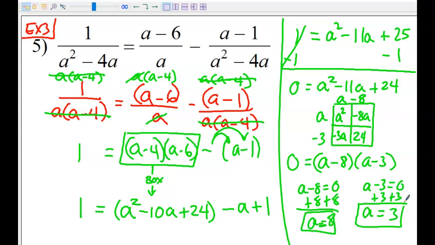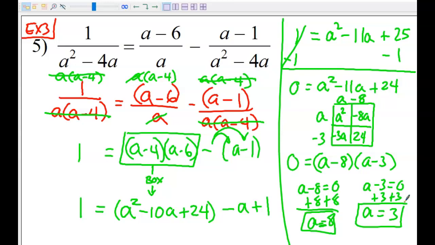What are the 2 things that a is not allowed to equal over here? 0 and 4. Is either of them my answers? No, then those are my answers. Now here's the thing. Remember how I said in a multiple choice test, if it says no solution, you really might want to check? With these, it's a little bit suckier because, for instance, they may have one answer be 8 and 3. They may have one answer be 3, the other answer 8, and the other one no solution.